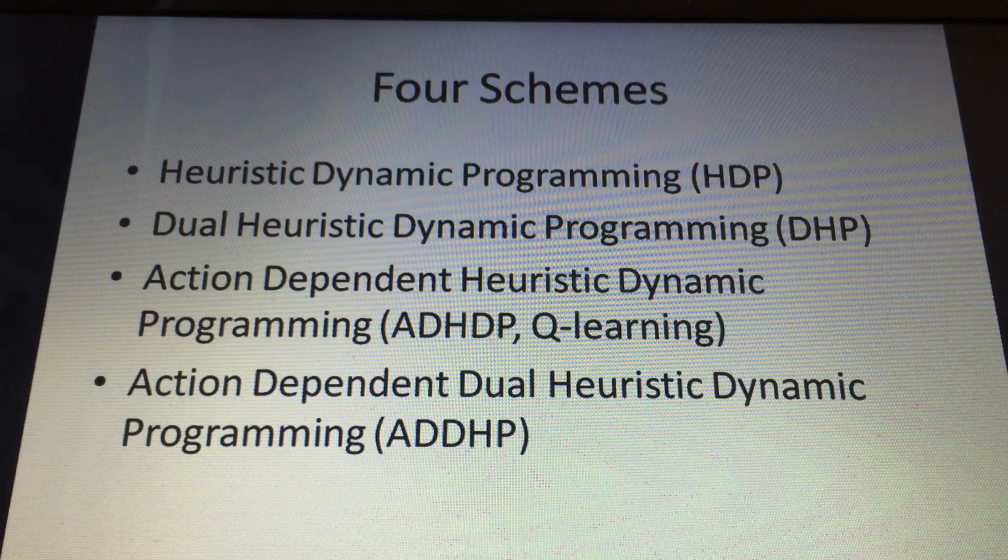Approximate dynamic programming can be divided into 4 groups. The first one is simplified as HDP. The second one is DHP. The third one is ADHDP, which we also call Q-learning. The fourth one is ADDHP.